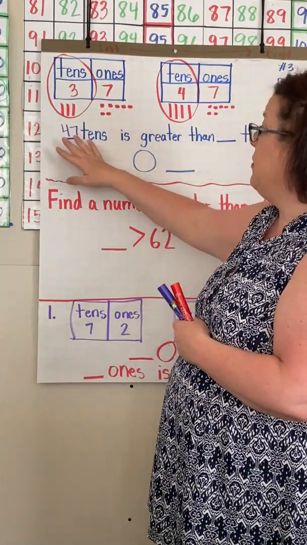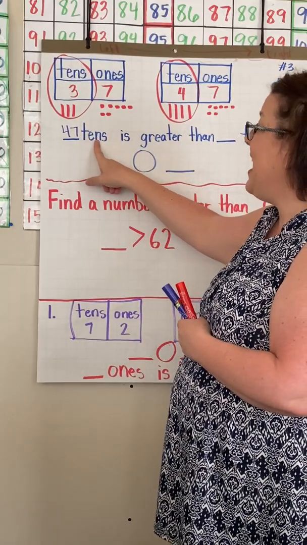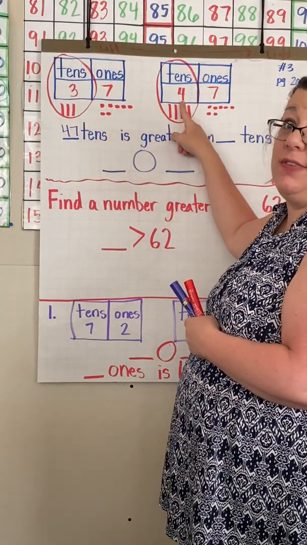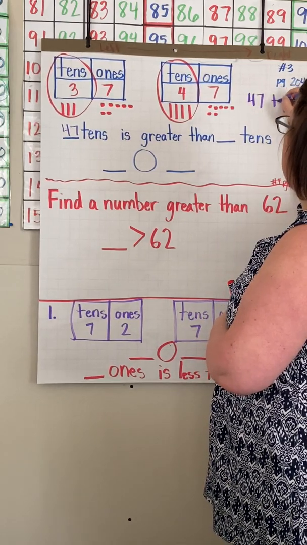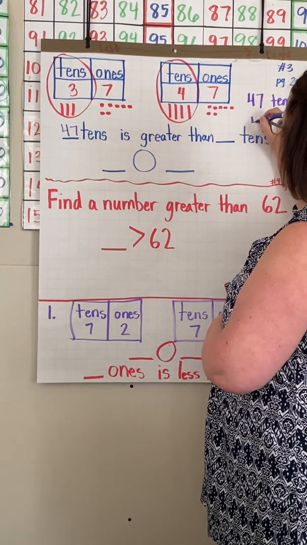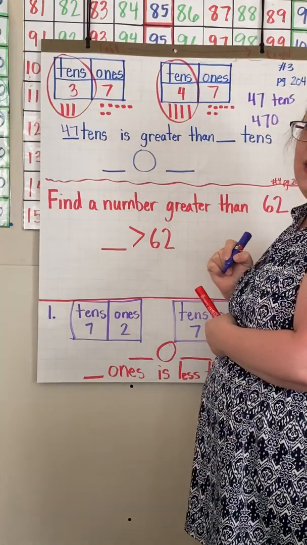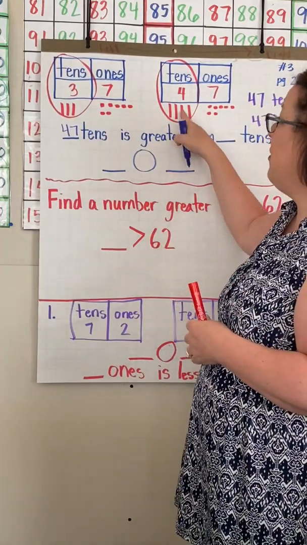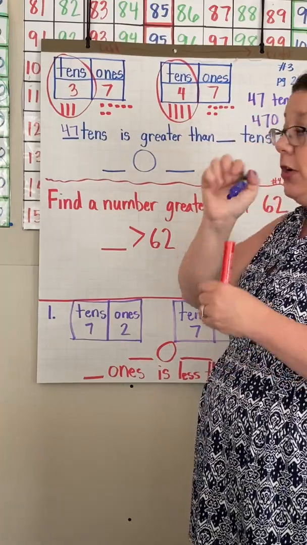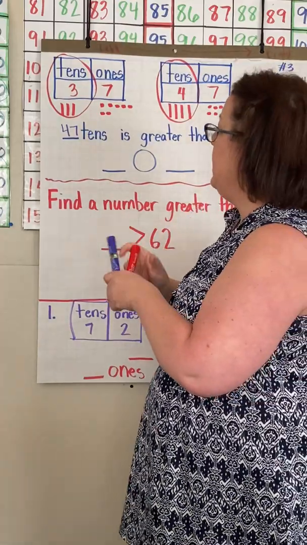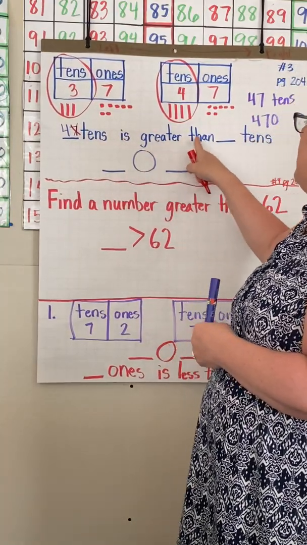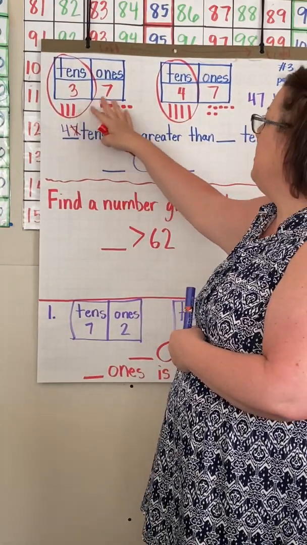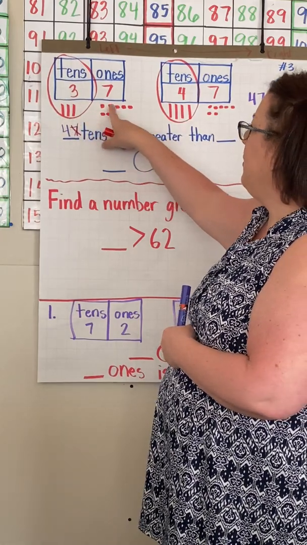No, the statement here says blank tens. Does it say 47 tens? No. We know that 47 tens is 470. That's not how many tens are there, right? There's only 4 tens there. So I need to make sure that it only says 4 tens is greater than, what's the other number we're looking at? 37.